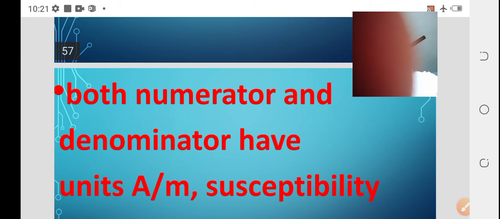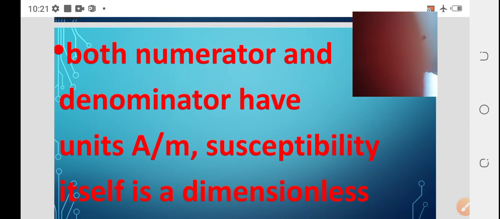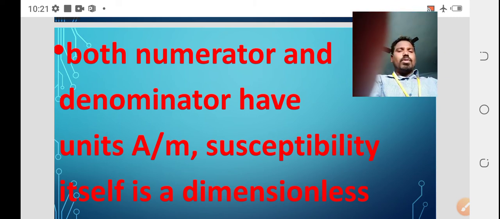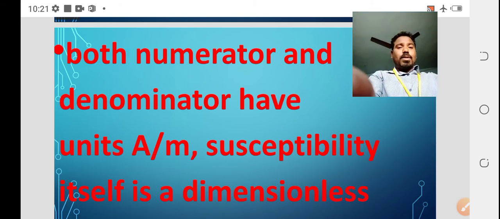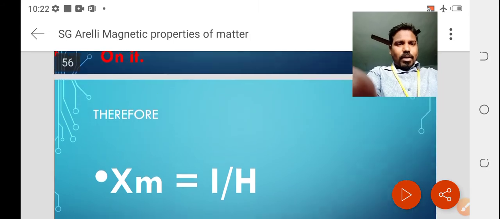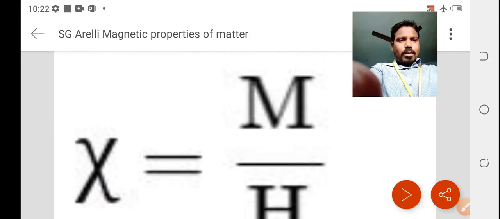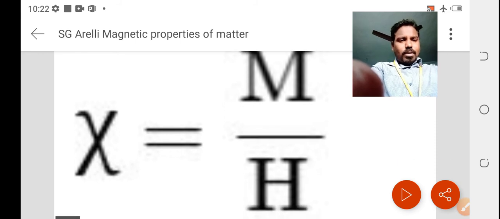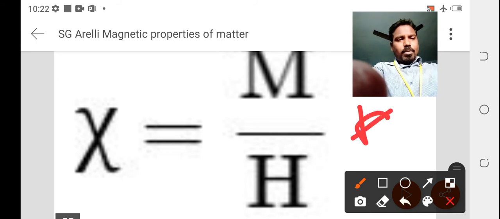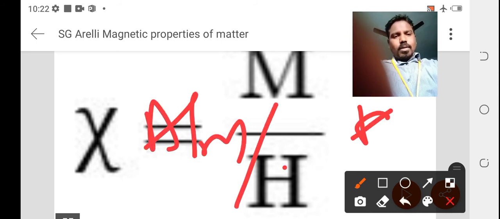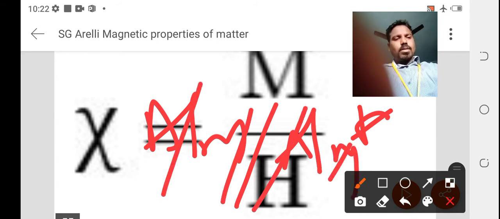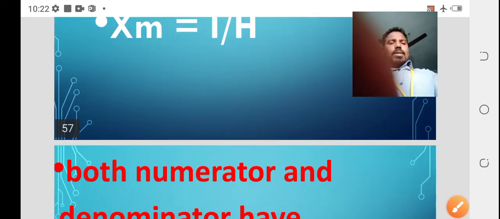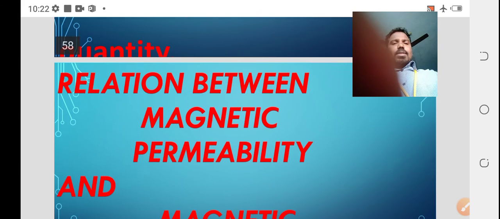Here M and H both have the same units, that is ampere per meter. M has ampere per meter, H has ampere per meter. That is the reason the numerator and denominator have the same units of ampere per meter. So the susceptibility is itself a dimensionless quantity.